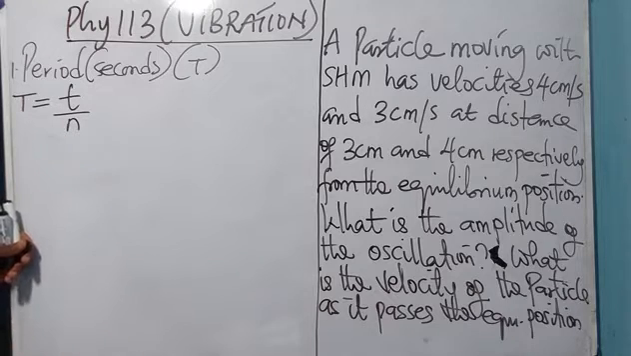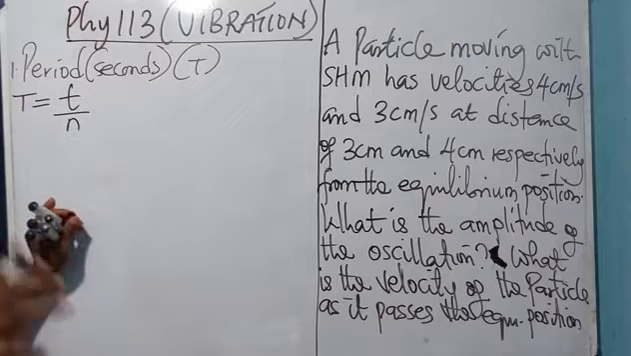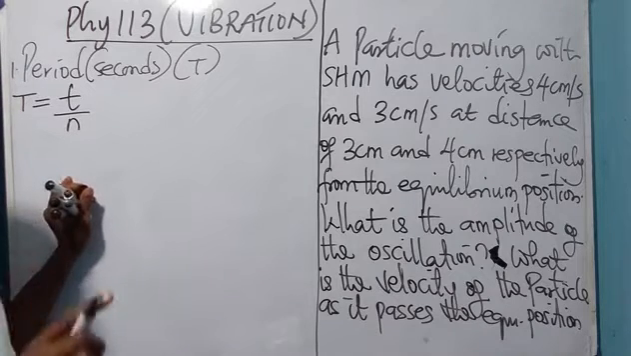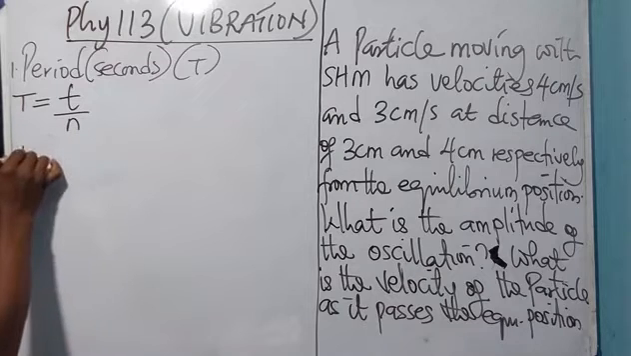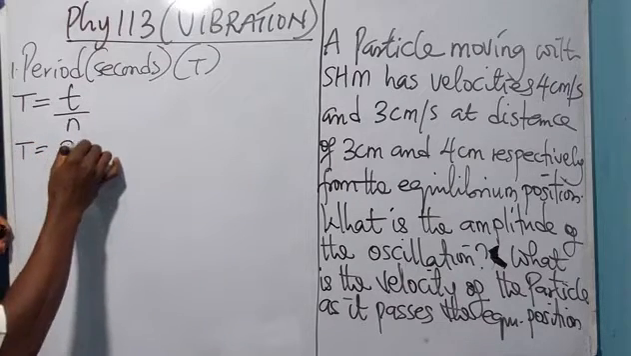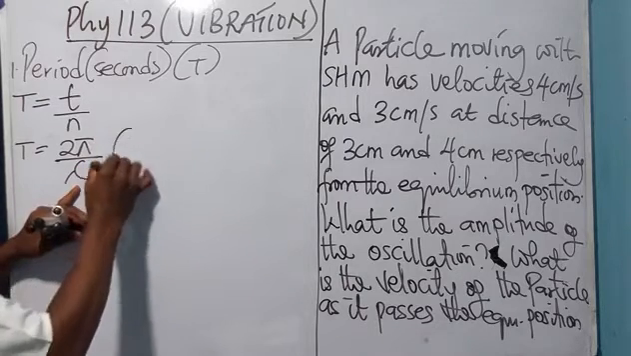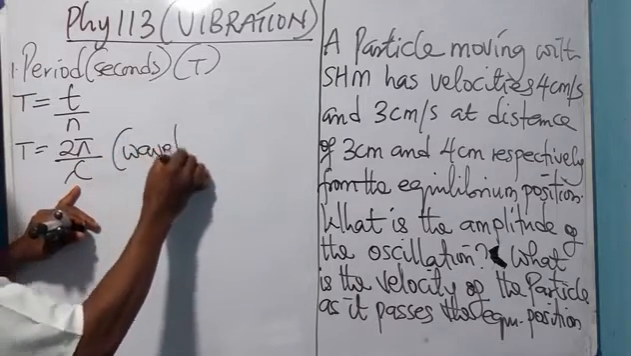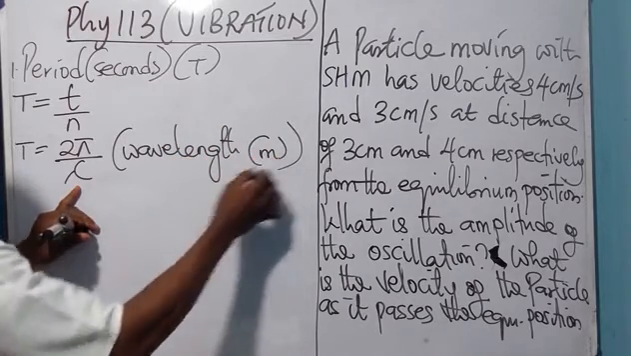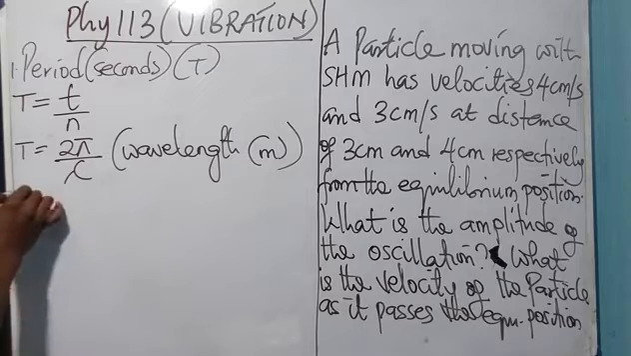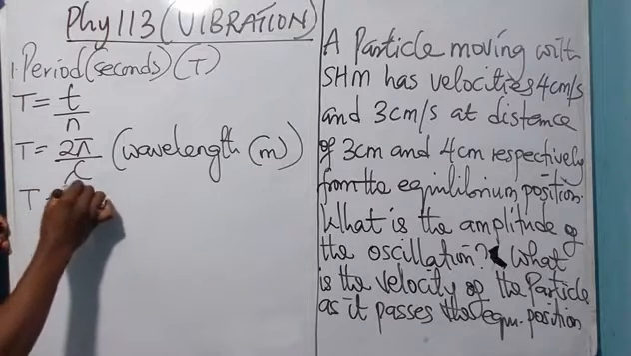I said period means the time taken for a body or for a wave particle to make one complete oscillation. Period is also given as 2 pi over lambda. Lambda here means wavelength, and it's measured in meters. Now period is also given as 2 pi over W.